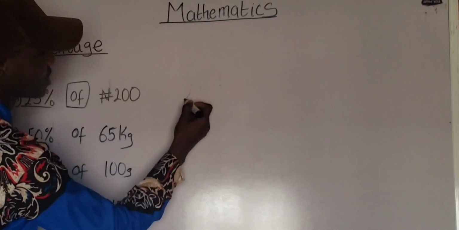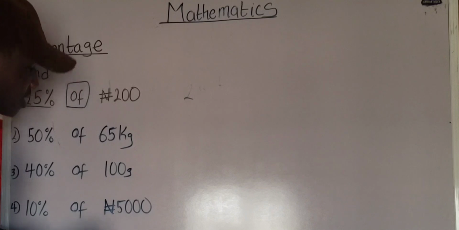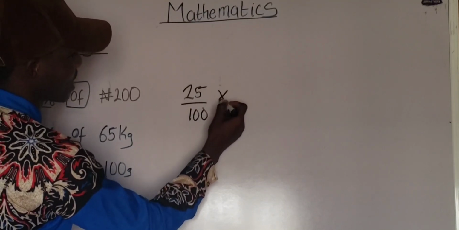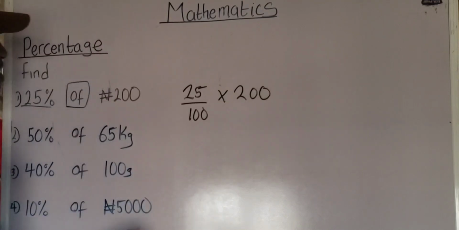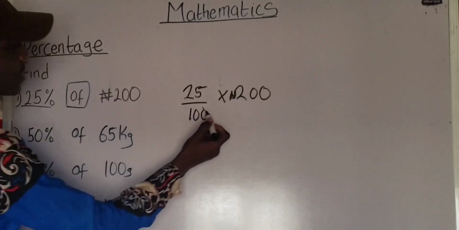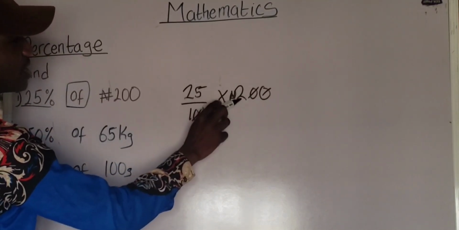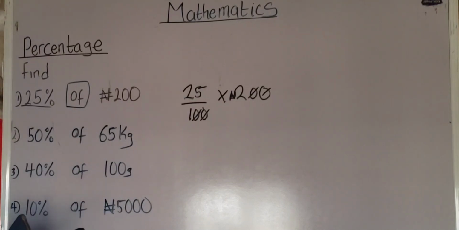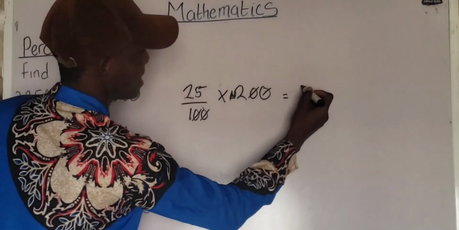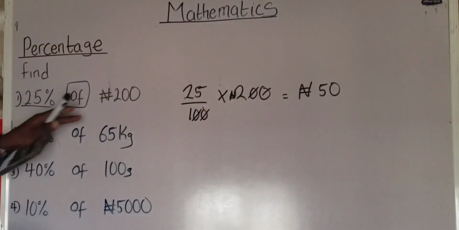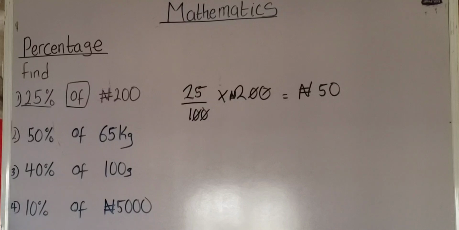For this, I'm going to have 25 all over 100 multiplied by 200 naira. Let me put the units. Always remember to put the units, okay? Now, this 0 we cancel this 0, this 0 we cancel this 0. So we are left with what? 25 and 2 naira. 25 multiplied by 2 naira is 50 naira. So the final answer here is 50 naira. Therefore, 25% of 200 is 50 naira. Do you understand? Now, let's go to the second question.